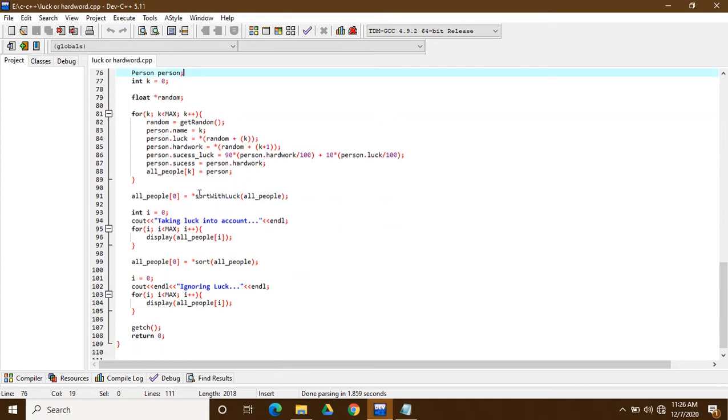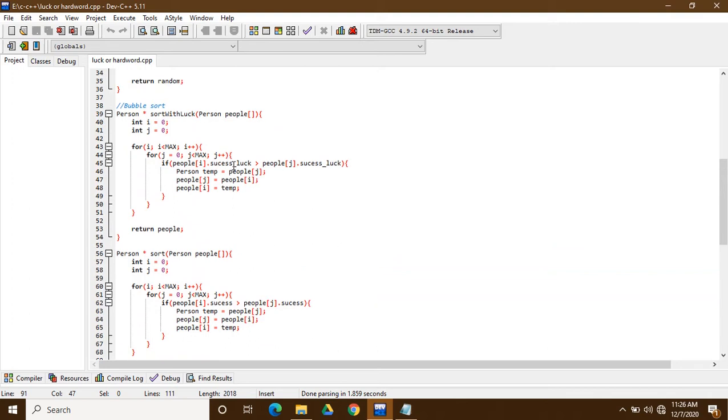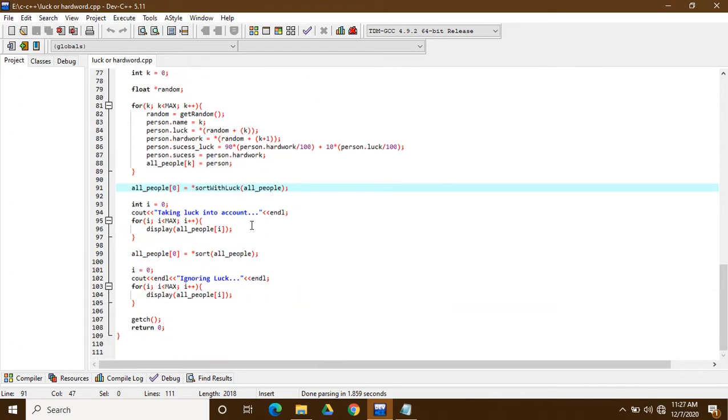And then I try to sort with luck depending on the person's luck. So we find the people from the highest to the lowest, depending on the level of their success, which is influenced with luck, which means it's going to arrange people according to success luck. We can look at the sort with luck function. It was here. So it's going to take the people I, or the particular person at the current time, and then it's going to compare them basing on their level of success and luck. And then I print out all the values when sorted in form of success that is influenced with luck.